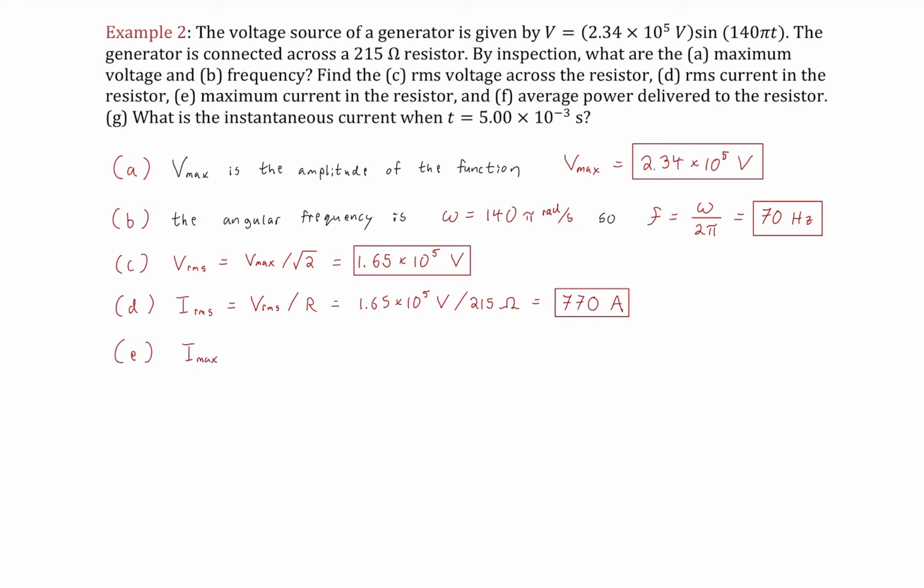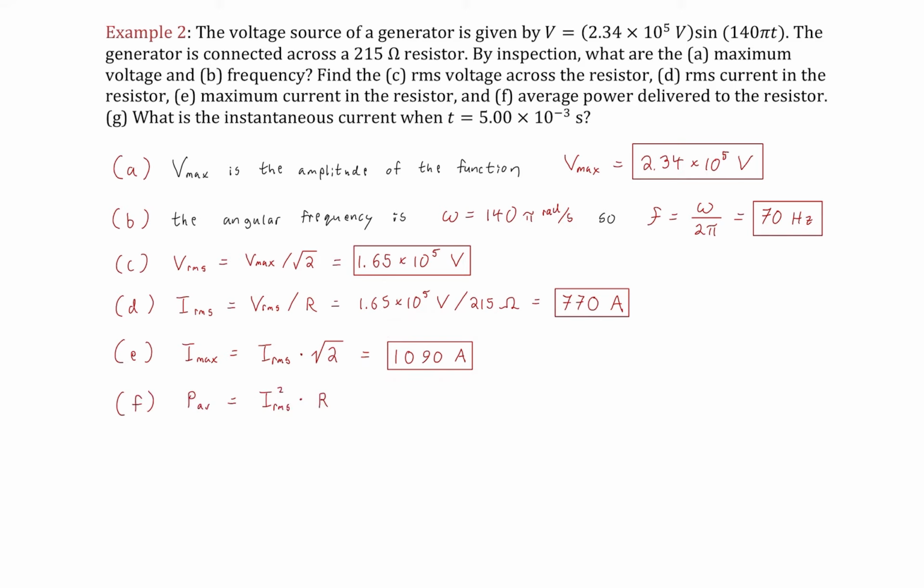Okay, and then in part E, we want to find the maximum current in the resistor. Well, if we know the RMS current, it's simply a matter of multiplying by root 2, right? So we can just take that 770 and multiply by root 2 rather than divide by it. So we find that the maximum current is 1090. Again, the minimum current is 0, because it passes through 0, and there's going to be a point where the current is negative 1090 because it's flowing the opposite way. But the maximum magnitude is 1090, okay?